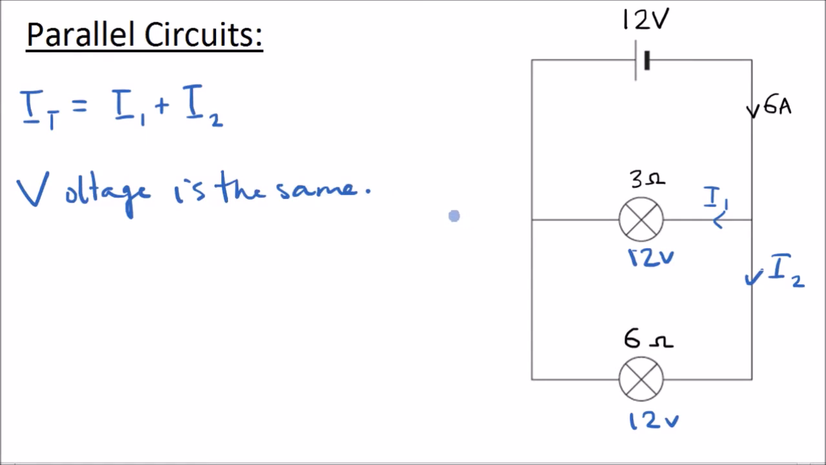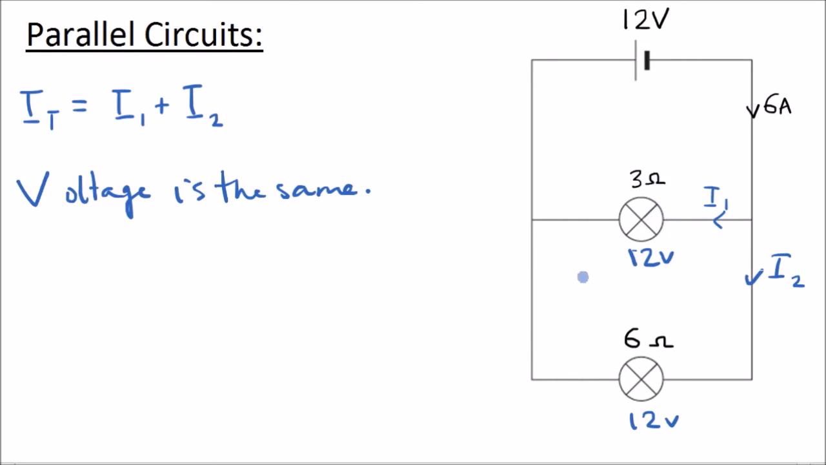In parallel. So finally, let's look at resistance. Now, if you're doing your GCSEs, you won't be asked to calculate the total resistance in a parallel circuit. That's more of an A-level thing. But you do need to know that the total resistance is smaller than the smallest resistor. So looking at our circuit, the smallest resistor is the 3 ohm lamp. Therefore, the total resistance is going to be less than 3 ohms.